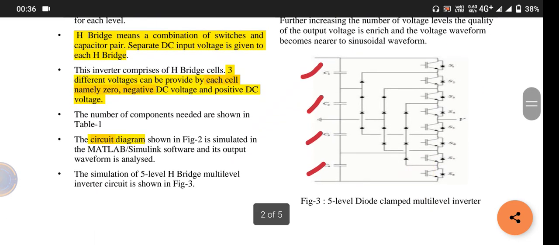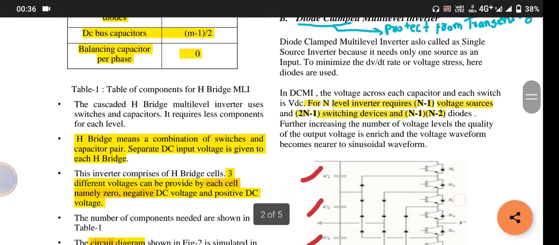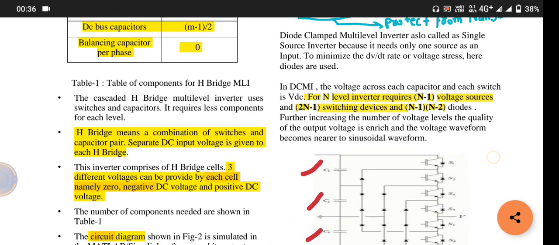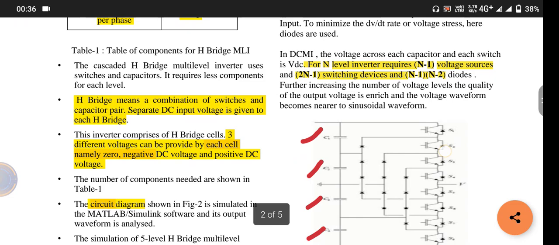So this is a 5-level diode clamped multi-level inverter, where the purpose of using these diodes is just to minimize the dV/dt rate or voltage stresses across the switch. That's why the diodes are used here.